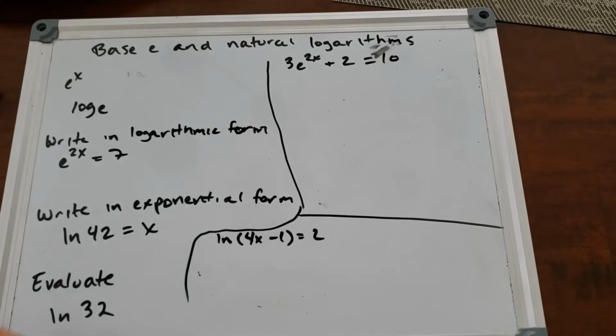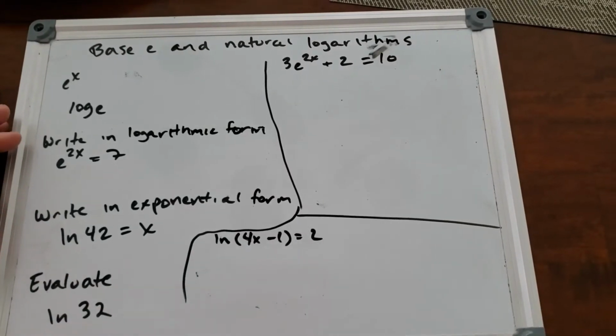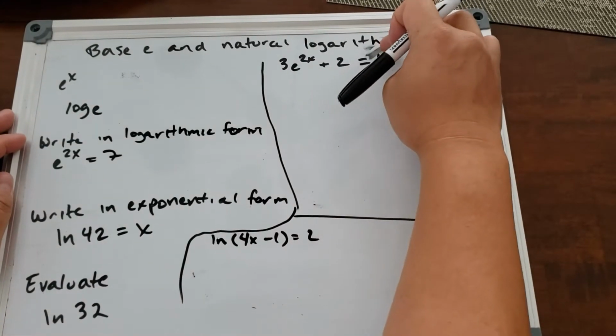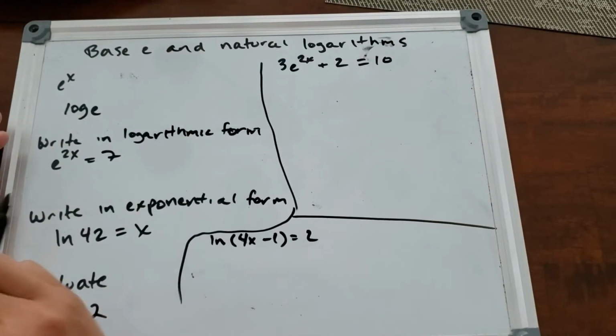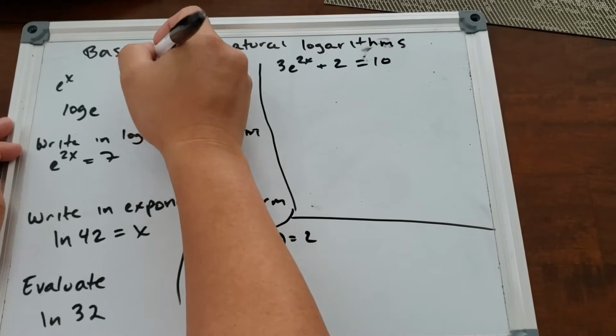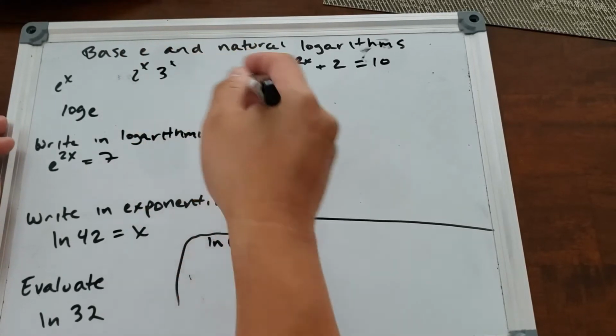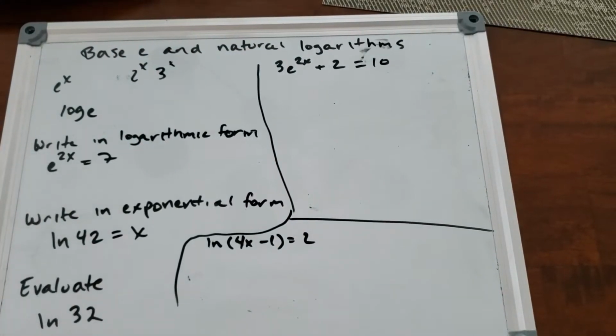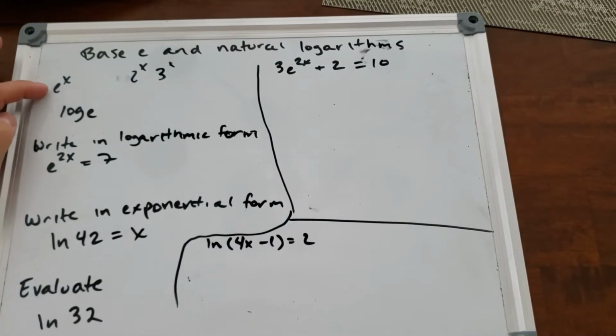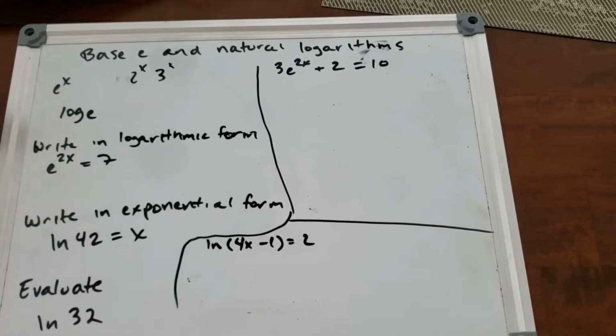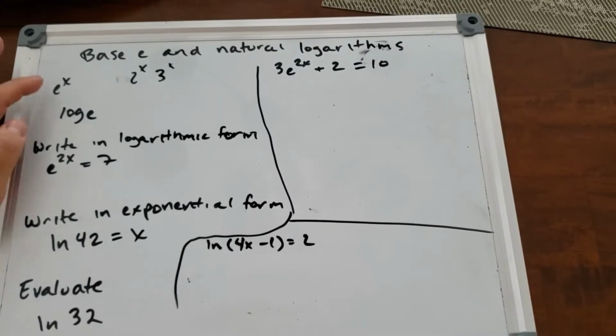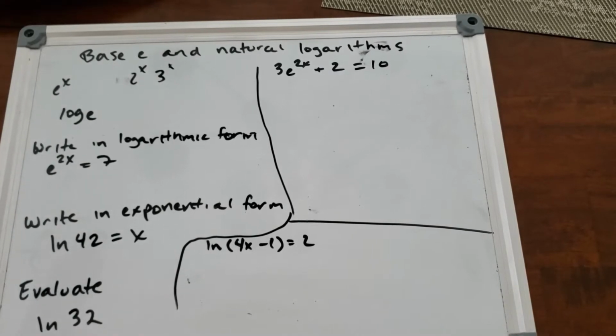Okay, so what we have for today is base e and natural logarithms. Up until this point, we've seen 2 to the x, 3 to the x, and so forth, numbers raised to the x power. Well, there's a special number in math called e. It's like pi. So e is equal to 2.72, I think, something like that. It's a never-ending decimal.